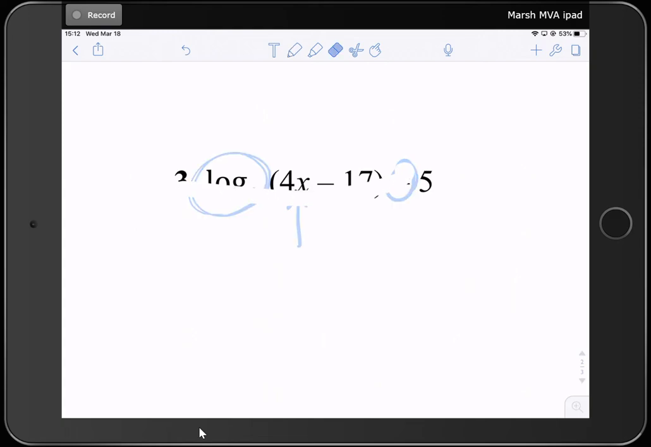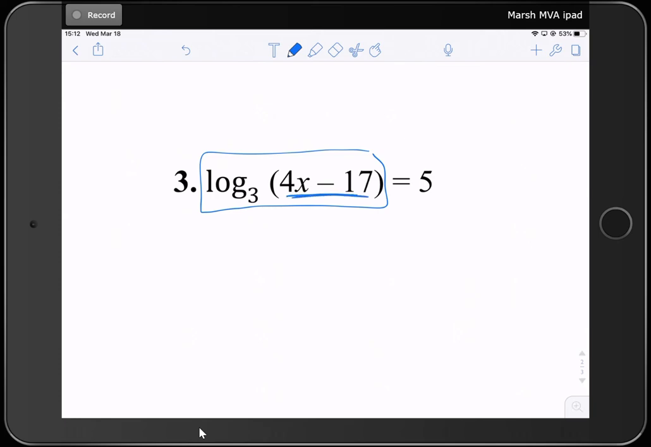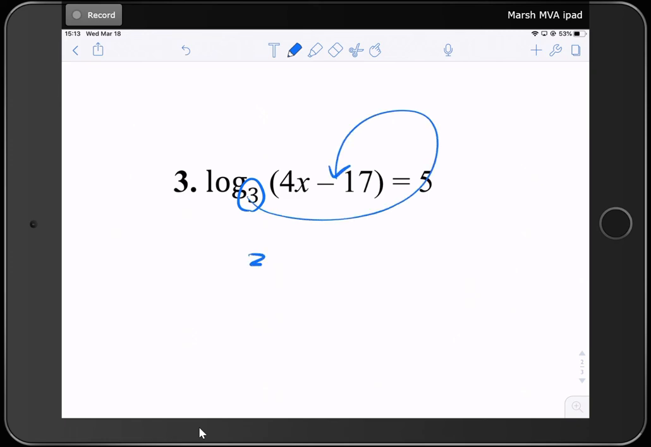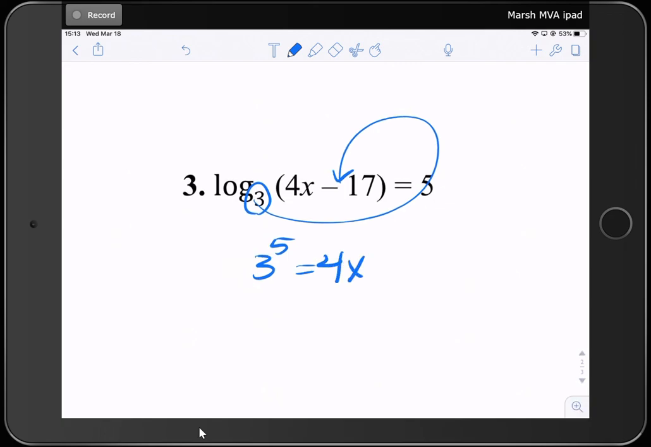So my strategy on that is to get the logarithm package all isolated, which it already is. It's not logarithm of 3 of something and then plus something else, or 5 times the logarithm of that. It's just log base 3 of this thing, 4x minus 17, is equal to 5. Well, the question that a logarithm asks is, what's the exponent? So all I'm going to do is do the log loop. I'm going to take 3, raise it to the 5th, and that has to equal the thing that's inside the parentheses, 4x minus 17.